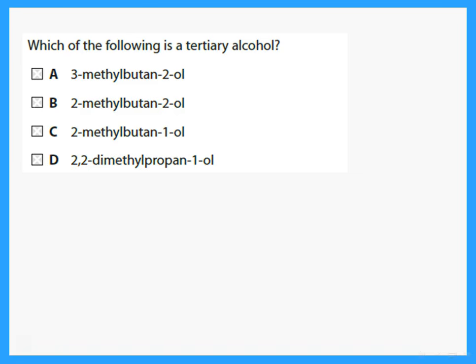So this is a question, for example, which of the following is a tertiary alcohol? So you need to draw all of these to be able to determine if it is primary or secondary or tertiary. So for example, how do we draw 3-methyl butane 2-ol? You should remember that butane means I have 4 carbons. The 2-ol means that my OH is on carbon number 2. And the 3-methyl means that the methyl is on carbon number 3. So this is the kind of compound we're looking at.